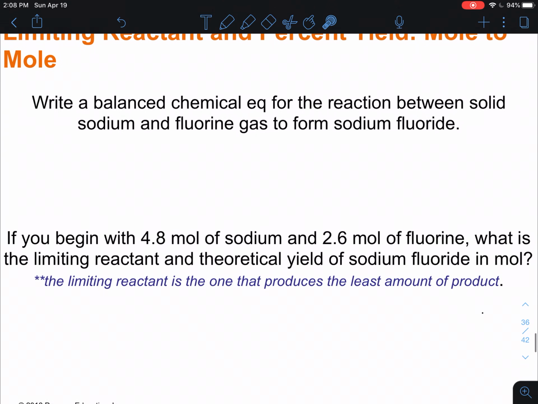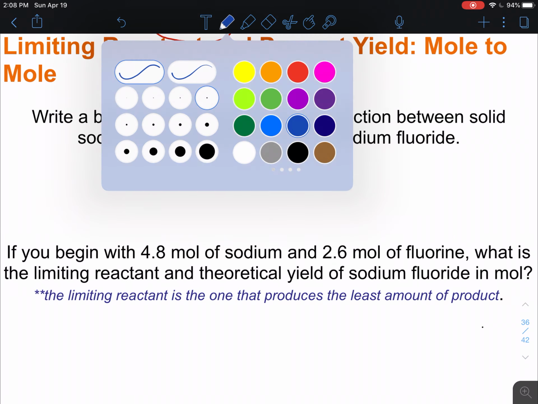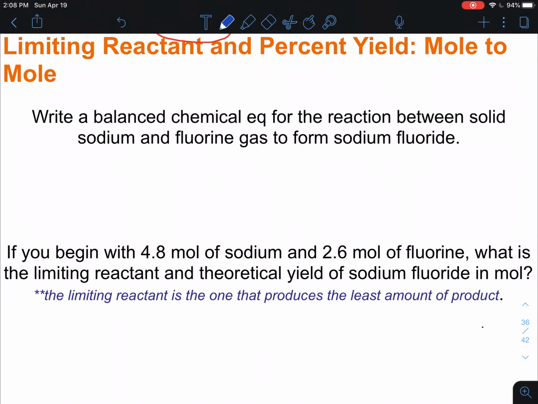Here's another example. Write a balanced chemical equation for the reaction between solid sodium, Na, and fluorine gas. Again, fluorine is a diatomic, it's F2. Both of these guys are in their elemental form, okay? So a metal, solid metal, that's elemental form. Diatomic, F2, gas, elemental form, all right? To form sodium fluoride, NaF. Pretty sure that's a solid.